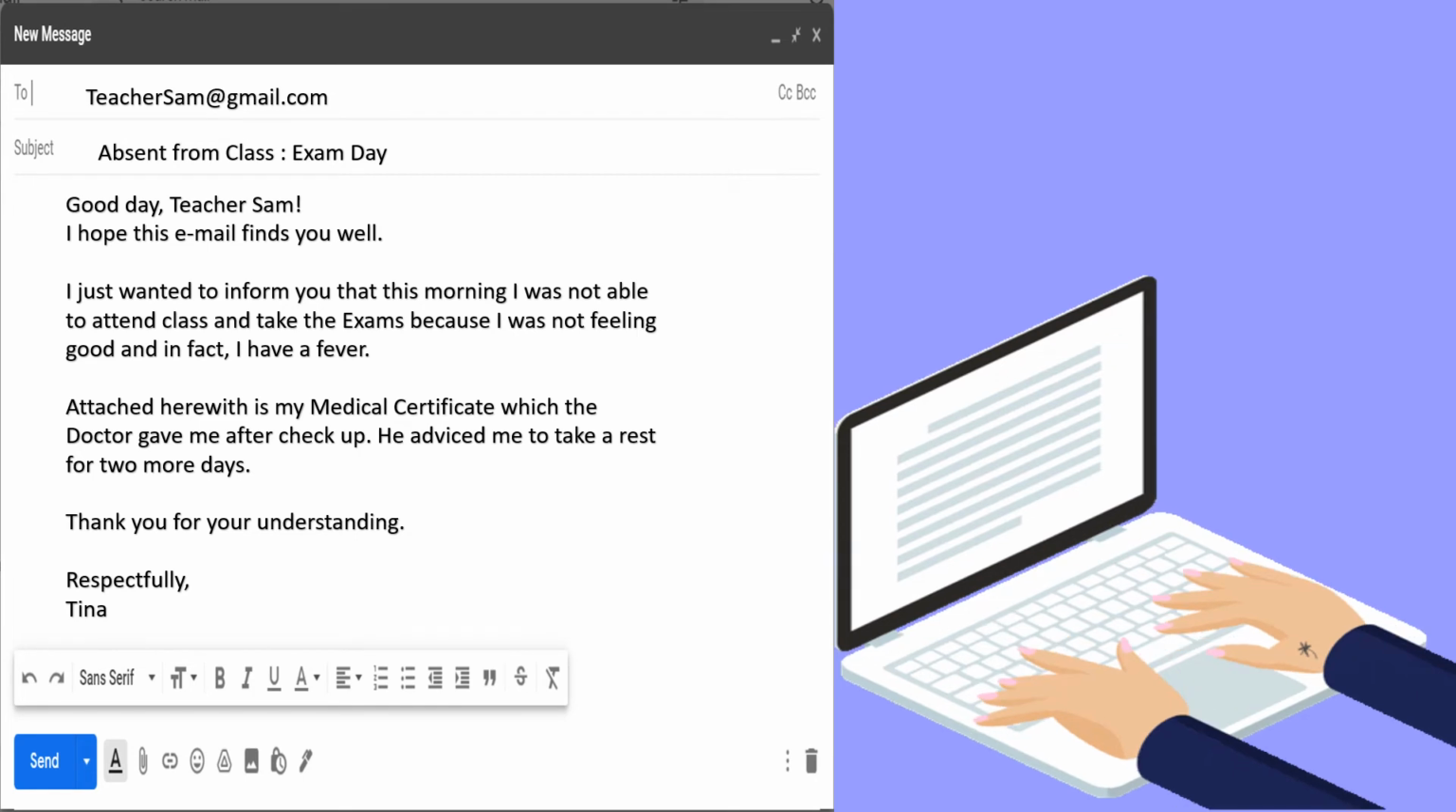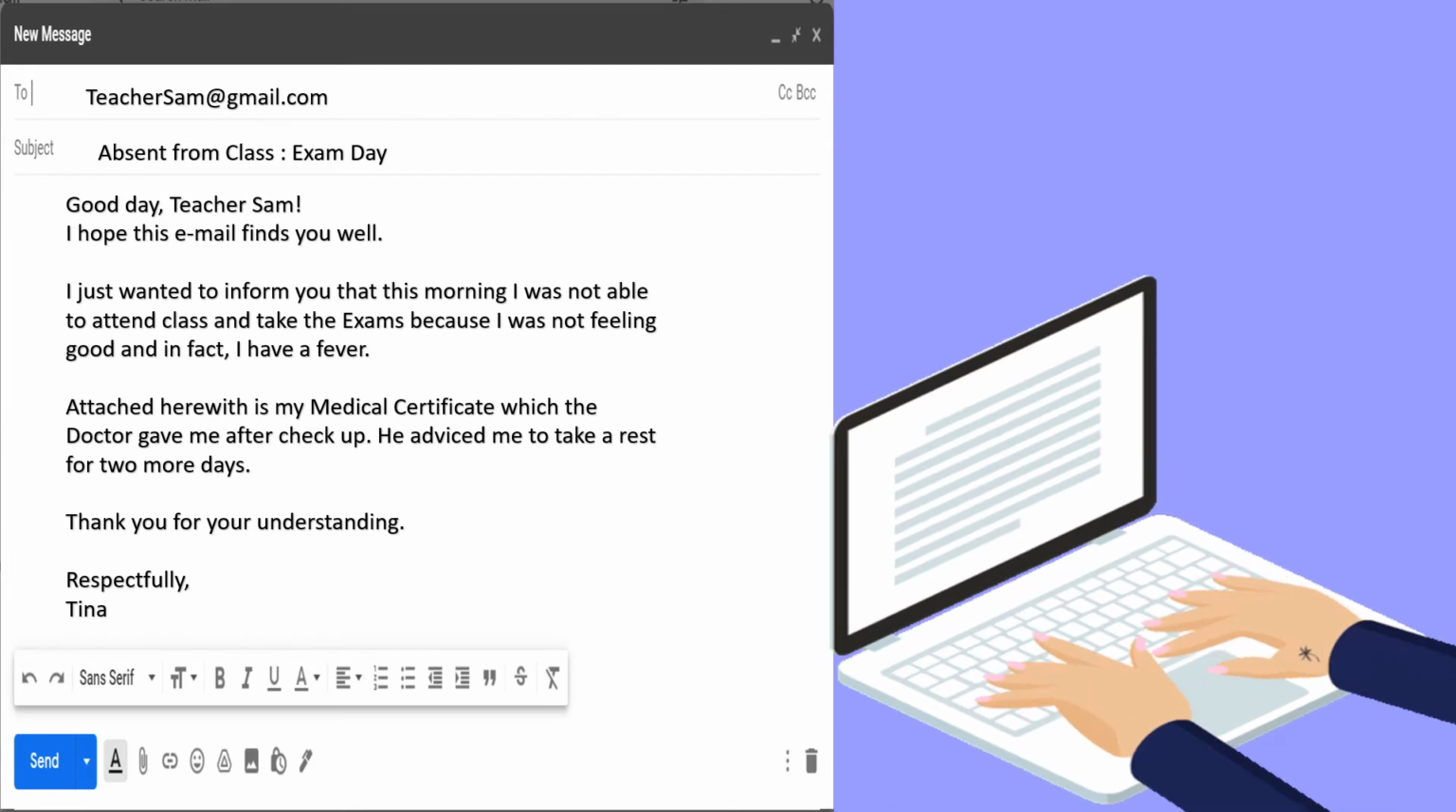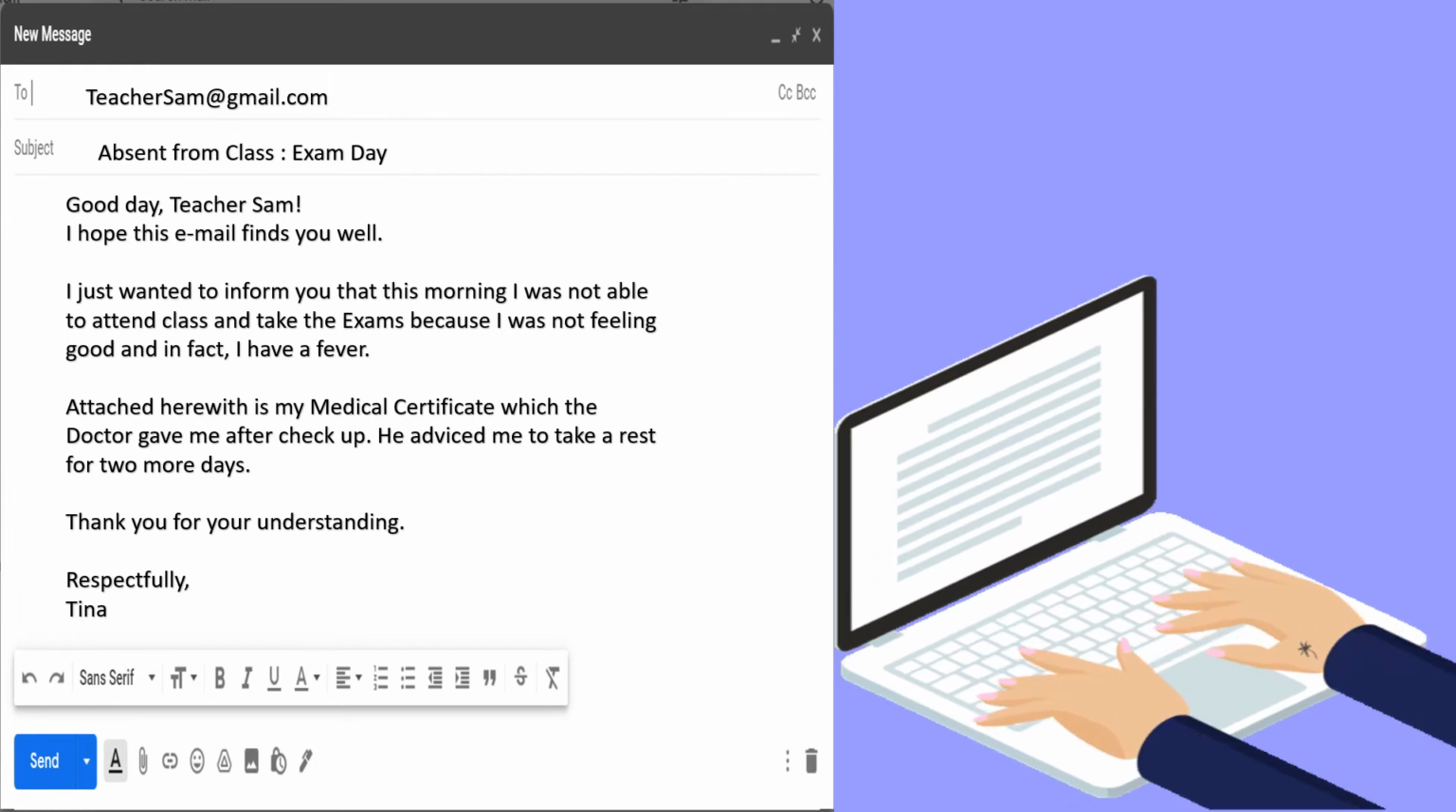Good day, Teacher Sam. I hope this email finds you well. I just wanted to inform you that this morning I was not able to attend class and take the exam because I was not feeling good and in fact I have a fever. Attached herewith is my medical certificate which the doctor gave me after checkup. He advised me to take a rest for 2 more days. Thank you for your understanding. Respectfully, Tina.